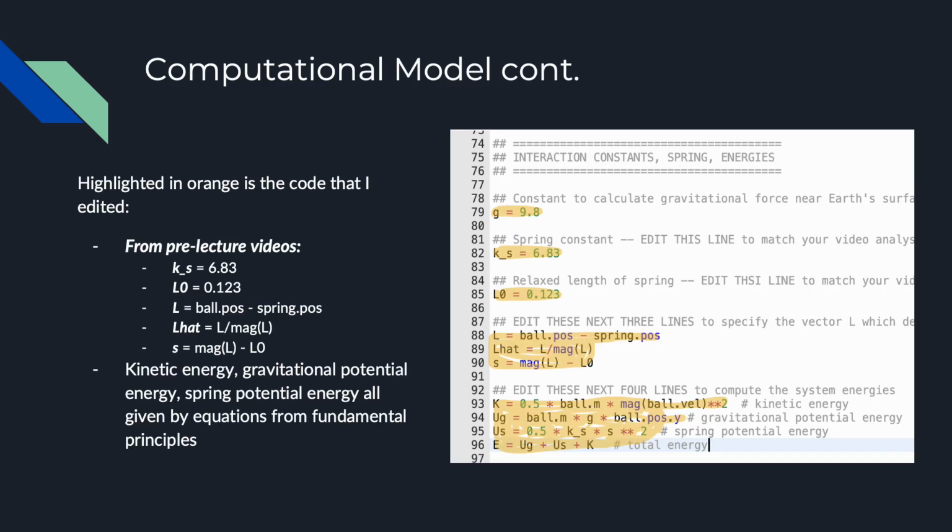Continuing with the computational model, highlighted in orange is the code that I edited. So from the pre-lecture videos, we have K of S is equal to 6.83, L naught is equal to 0.123, L is equal to ball dot position minus spring dot position, L hat is equal to L divided by the magnitude of L, and S is equal to magnitude of L minus L naught. The last 4 lines are all given by equations from the fundamental principles that we discussed earlier in the video.